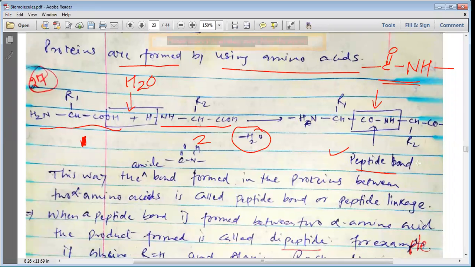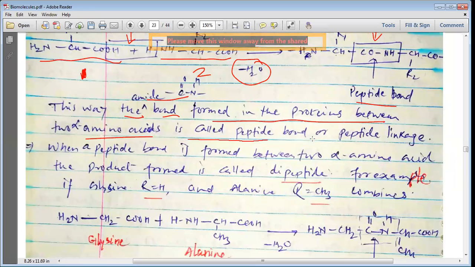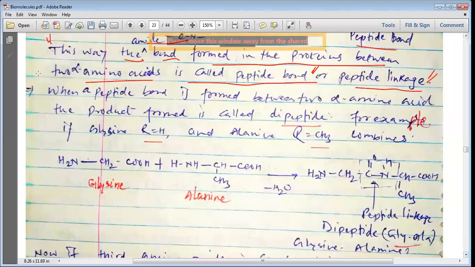But here, this peptide bond is the bond that is formed between the CO and NH in the proteins. It is an amide bond because it is formed between the C double bond O and the NH group, and that is why this peptide bond is also called the amide bond. This way, the amide bond formed in the proteins between the alpha amino acids is called the peptide bond. This is the definition of the peptide bond. It is also known as the peptide linkage that is found in the proteins, my dear students.